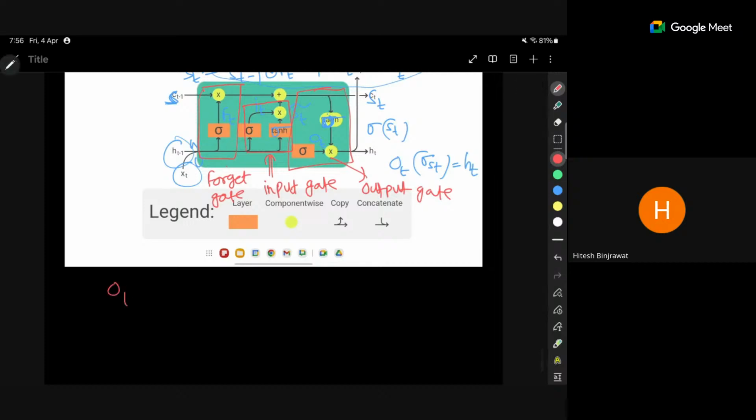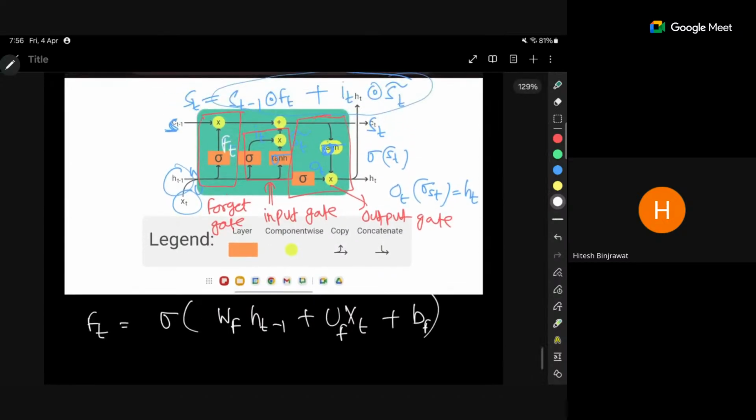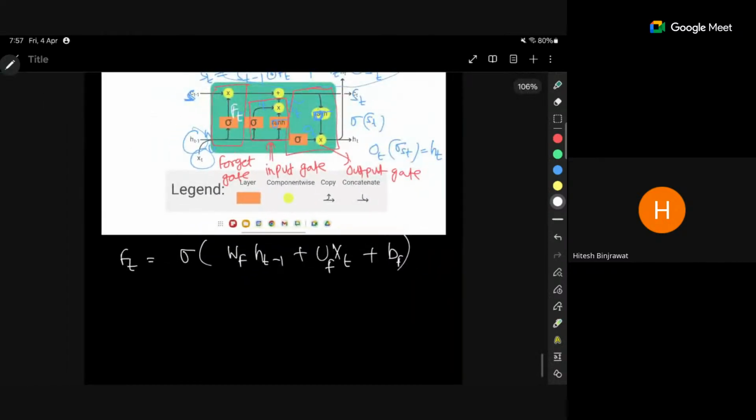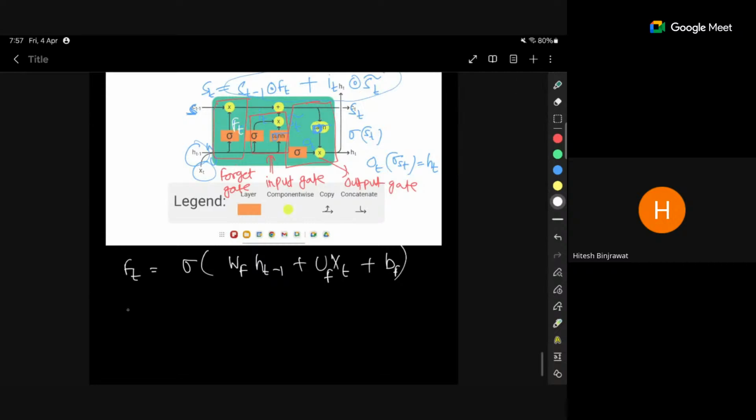So I think in the course the equations are mentioned. You can see FT, which is being produced here, this blue FT. It looks like sigmoid of WF, then HT minus one, then UF XT plus BF. So all of them are F. That's how this forget gate is producing FT. Then I'll use FT and do the multiplication with ST minus one, and it will go.